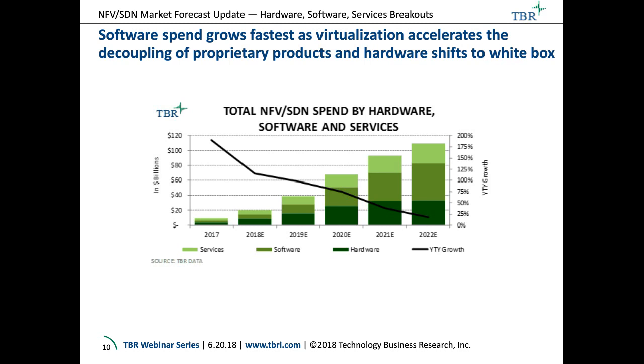And the services percent of total spend is going to remain relatively flat at around 25-ish% of total spend each year. And that's for various reasons, right? Because you need to support these environments. There's a significant amount of professional services required to integrate these environments. There's also a significant amount of spend on outsourcing. If an operator wants to outsource the complexity to a vendor, that spend is represented here as well.